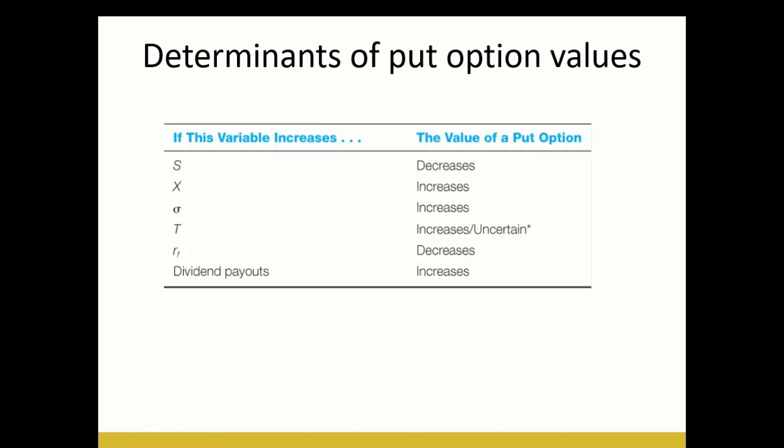Now let's look at the put option. For put option value determinants, we also look into the six different variables: stock price, exercise price, standard deviation, T, RF interest rate, and dividend payouts. But we see this time, as the time to maturity T increases, the value of a put option could increase or is uncertain. Why would this be the case?